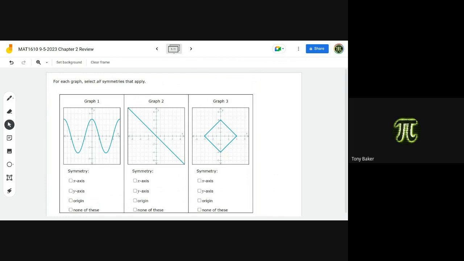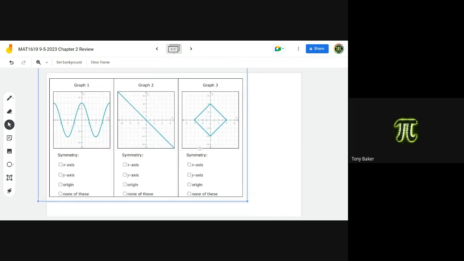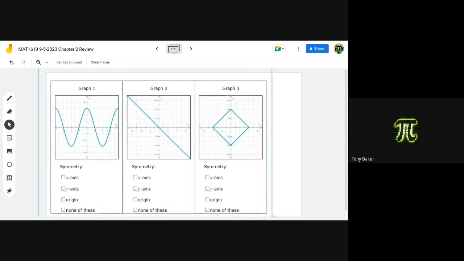First thing I'm going to do, before we even do symmetry on these, is look at whether it is a function or not, because that's always something nice to refresh people's memory on. Is the first one a function? Yes. Does it have an inverse? Is the inverse a function? No.